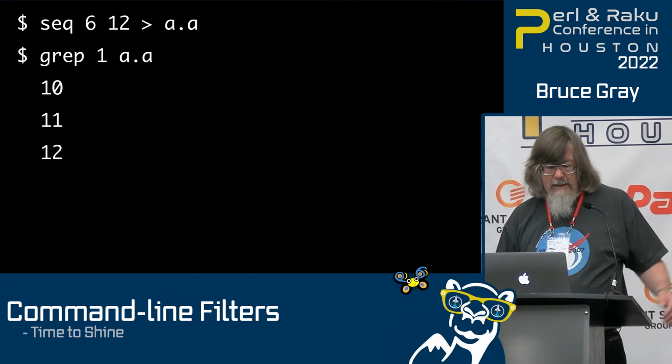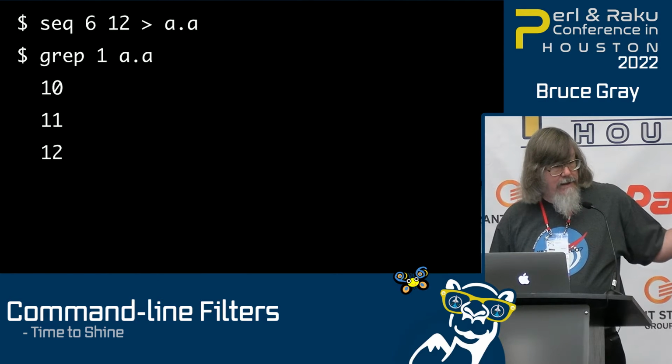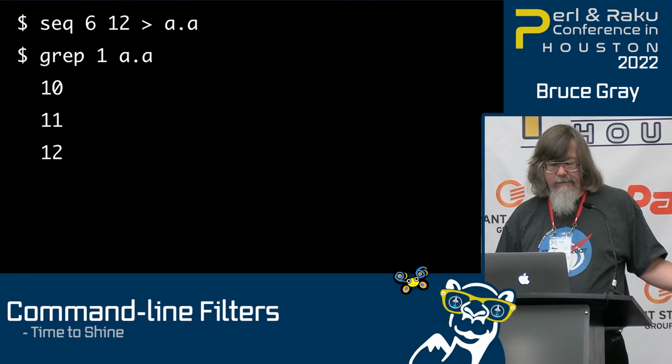So if we run this, we will get 10, 11, 12. SEQ is not a filter. It doesn't read anything. It only writes. grep is a filter. It reads line by line and writes something based on those lines.